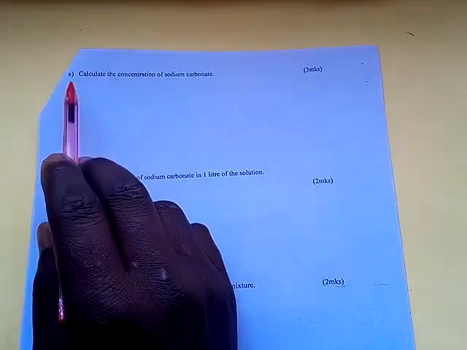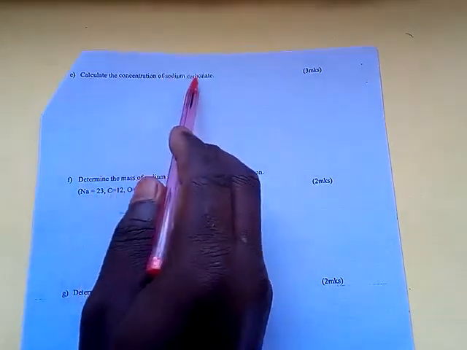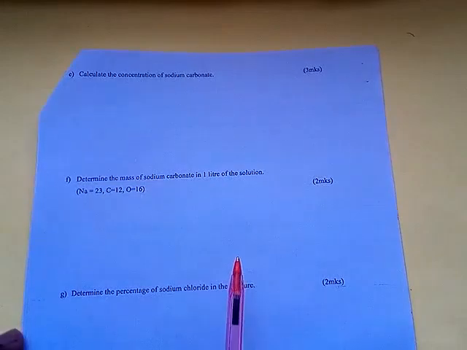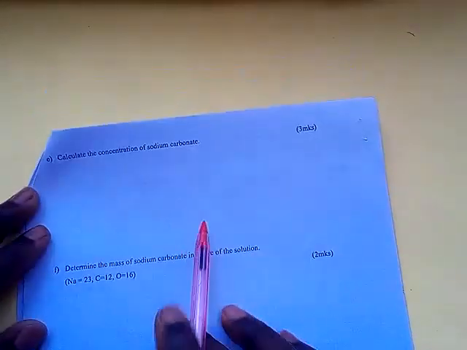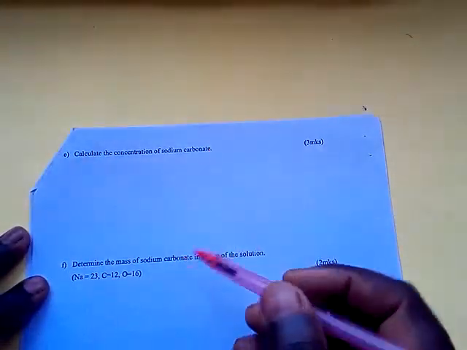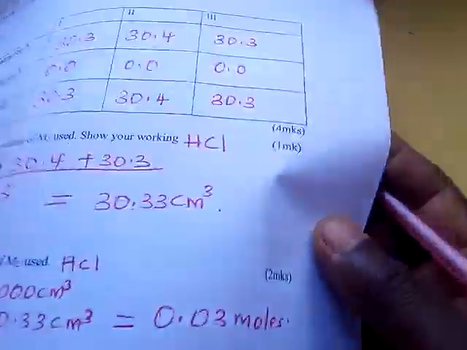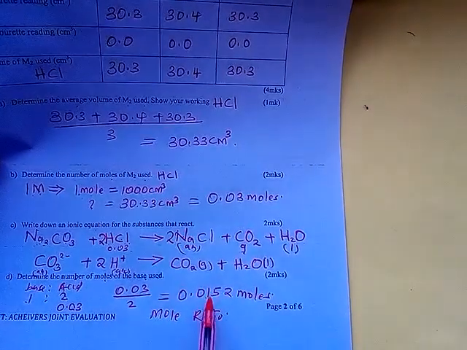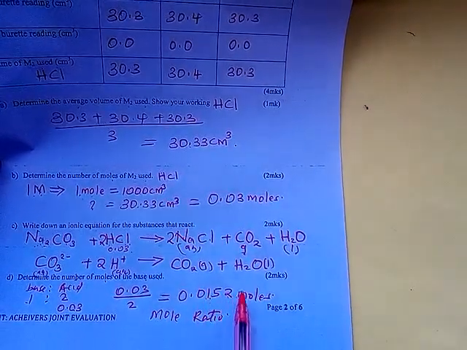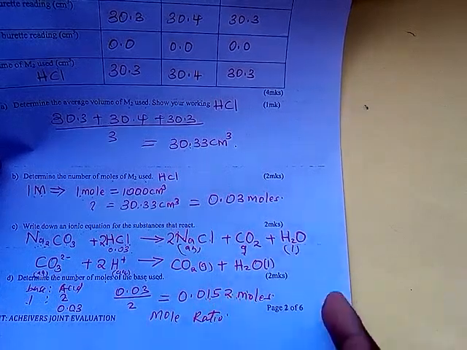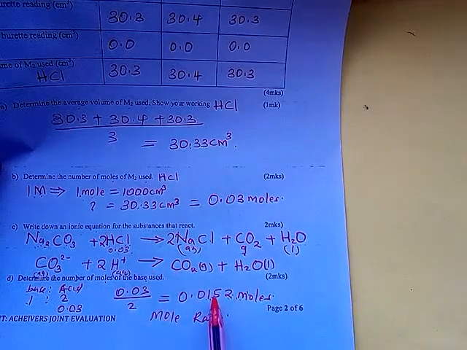Let us look at it. Calculate the concentration of sodium carbonate. Remember, we pipetted 25 centimeters cube of sodium carbonate. So this number of moles of sodium carbonate is in 25 centimeters cube, while concentration is in 1 liter. So we will ask, if 25 is this one, what about 1 liter?